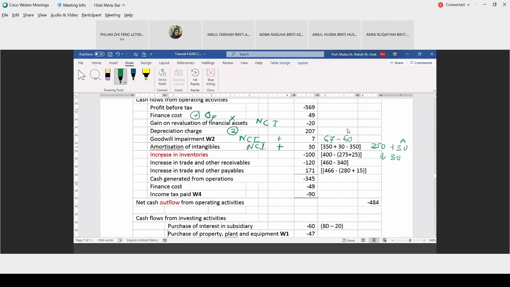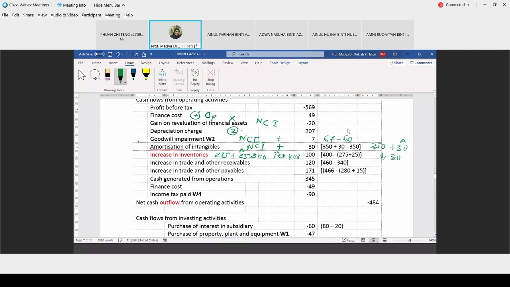Okay, then we need to analyze your current assets and current liabilities, which are related to your non-cash working capital. For inventory, you have a beginning balance of 275 plus 25, and the 25 comes from the acquisition. Then we minus the end, so you have 300 here. So 300 compared with the ending balance, which is 400. So ending balance 400 means that there is an increase by 100.